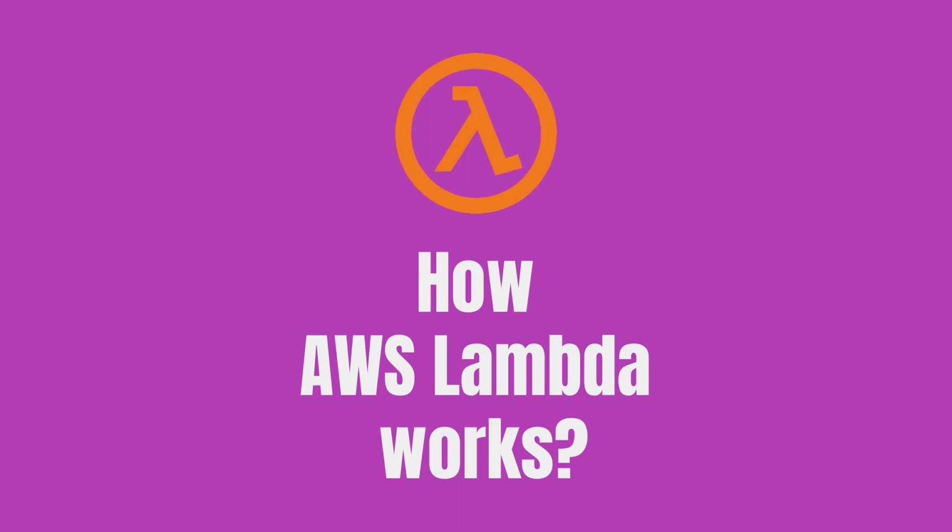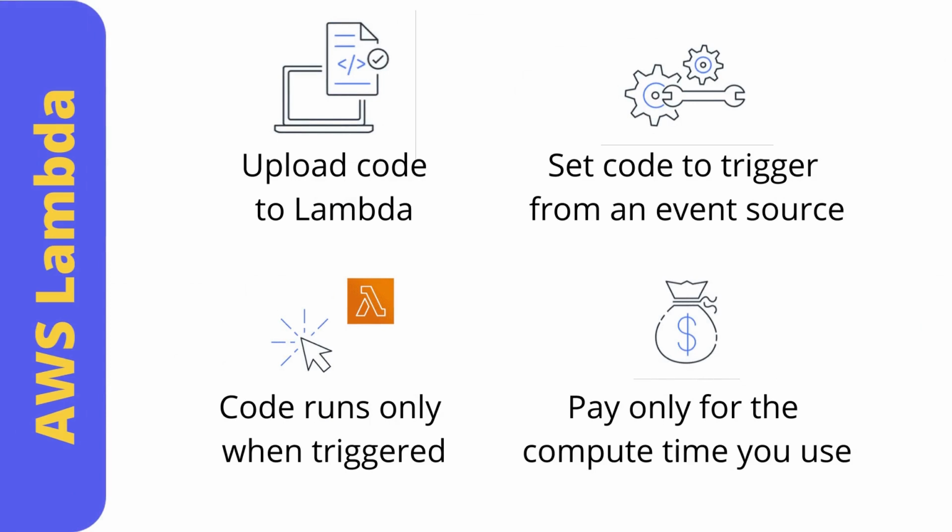Now, let us understand how AWS Lambda works. The first step is to upload your code to the Lambda function. This code can be for any type of application or backend service. Next step is to set your code to trigger from an event source. This event source can be an AWS service, mobile application, or HTTP endpoint. After setting up the trigger, all the things are managed by Lambda itself. Lambda runs your code only when it is triggered, and you only pay for the time your code runs. AWS Lambda can also scale your functions to meet any capacity of demand.